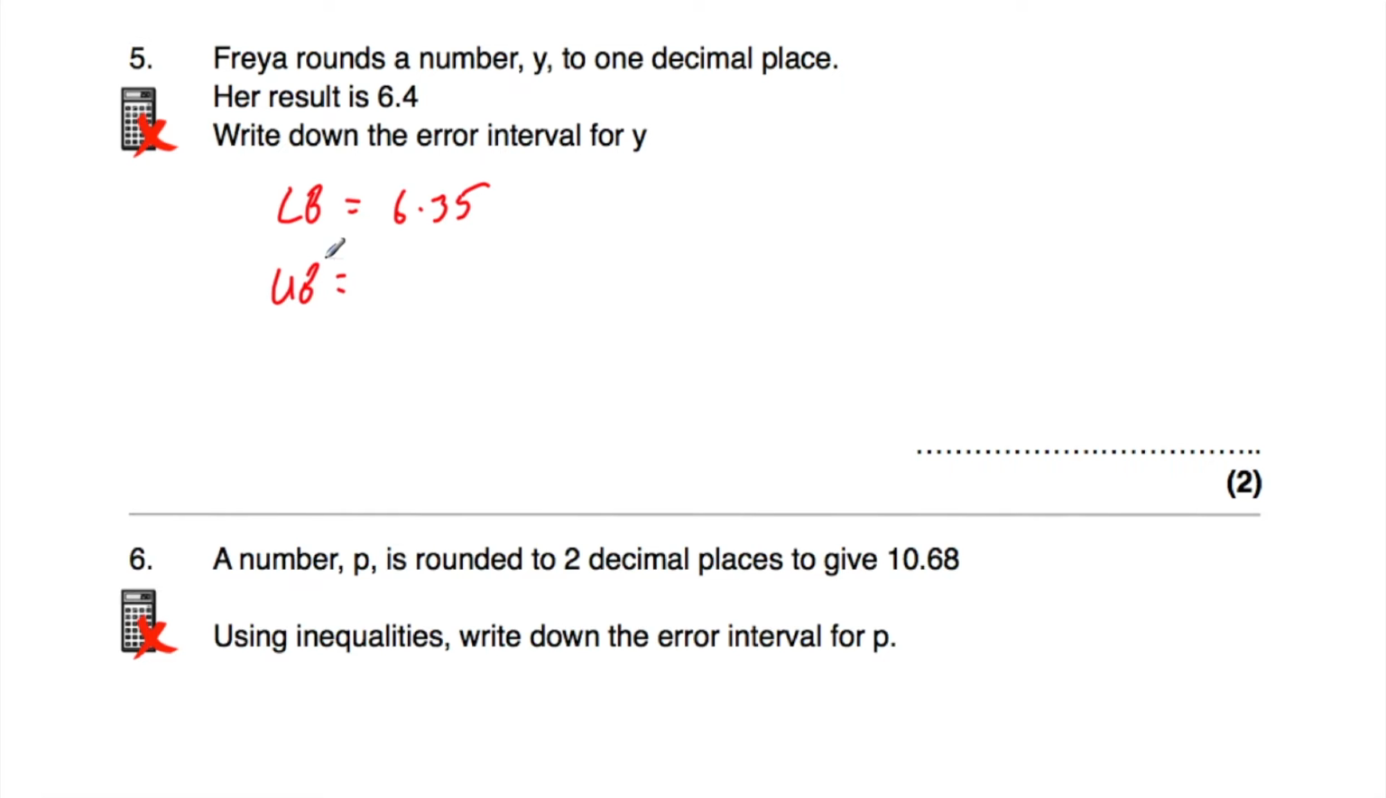And now let's consider our upper bound. Let's consider the numbers that are bigger than 6.4. That'll be anything that is up to, but not including 6.45. Because obviously 6.45 would round to 6.5, but anything up to that number would round to 6.4 to 1 decimal place. So now let's write our error interval. Y, the number that Freya rounds, would be anything that is bigger than or equal to 6.35, but less than 6.45. And that's it. So that's our error interval for y.